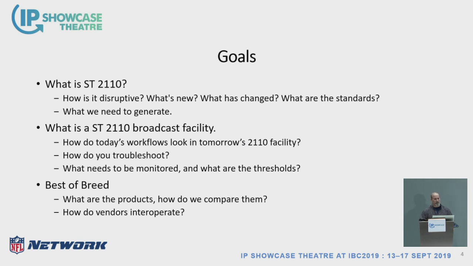What is a 2110 broadcast facility? How do the workflows look, right? Because now we are breaking essences, right? So we now have audio and video and ancillary separate. It's not something that just goes on one baseband signal. How do we troubleshoot that? That's been a big question that we've been trying to figure out for a long time. And what do we need to look for?